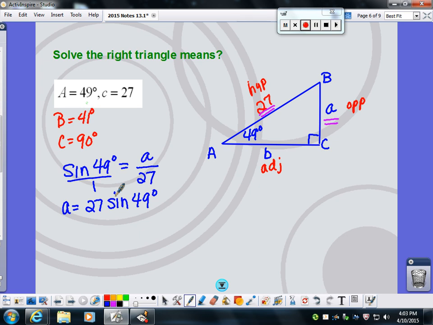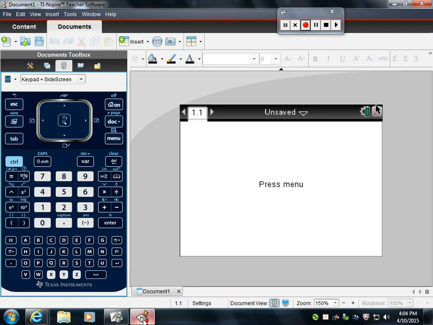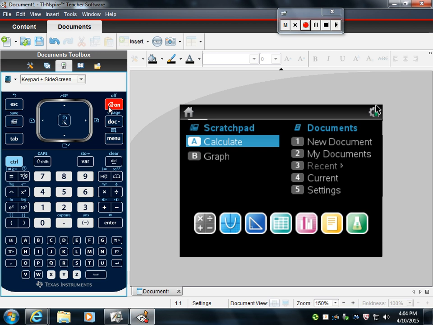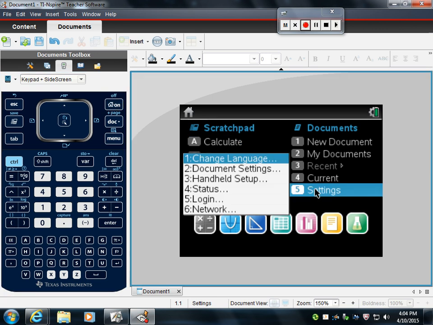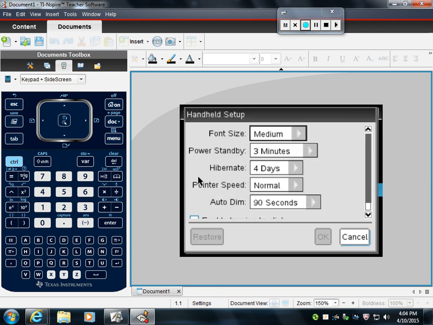All right, we're going to put that in our calculator. You can look it up on the chart or put it in the calculator. Typically we use the calculator nowadays. So look at your calculator. Now, here's something you have to make sure that you do on your calculator. Hit your home button, go to settings, otherwise you're going to get the wrong answer here. Go to number 3, handheld settings.